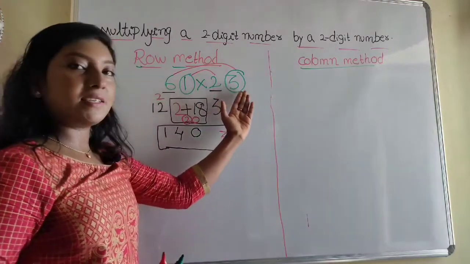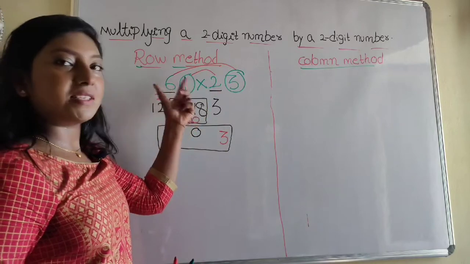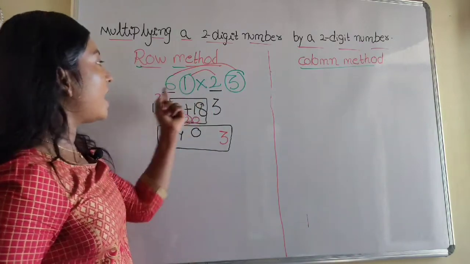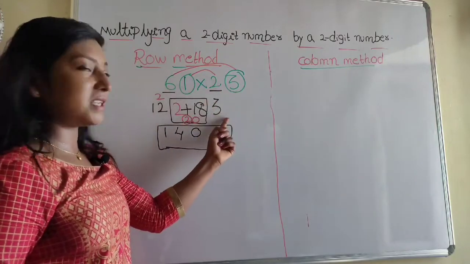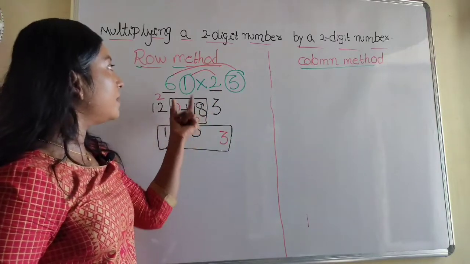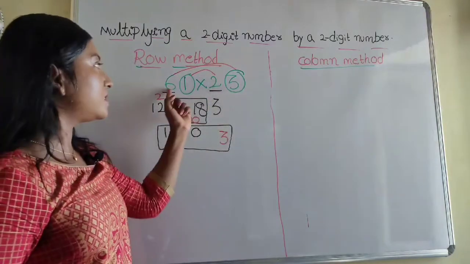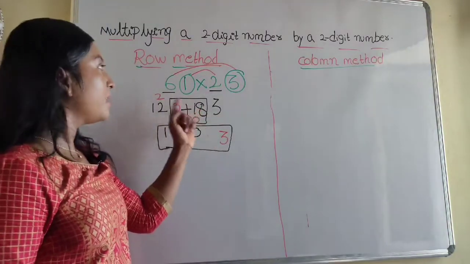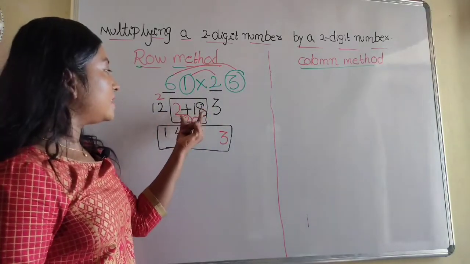First take the first digits and multiply, this 6 into 2 gives 12, and next the last digits, that is 1 into 3 gives 3. Now how to get the middle number? Take the extreme digits and take the product of them. So 6 into 3 gives 18, and 1 into 2 gives 2. So 18 plus 2 gives 20.